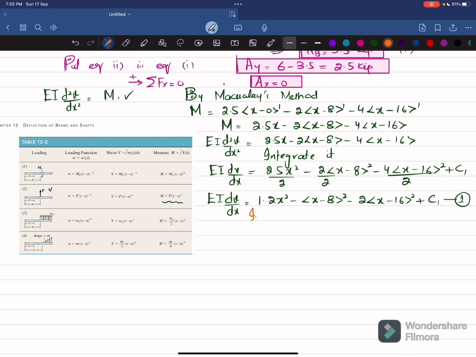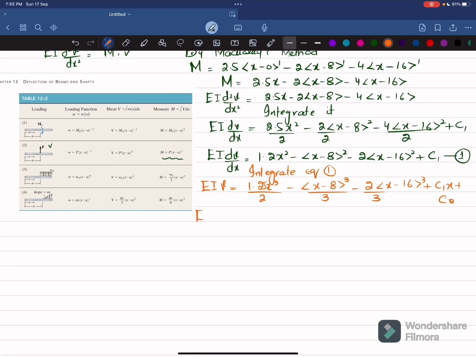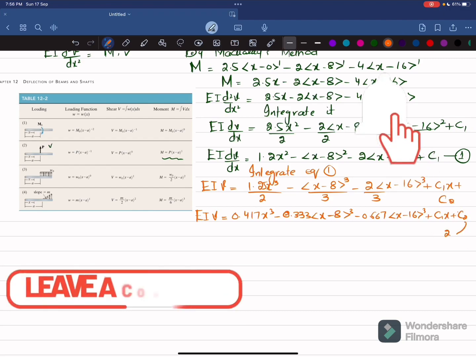Again integrate equation number 1. So you will get EI into V, which is deflection, is equal to 1.25 X cube divided by 3 minus X minus 8 power 3 divided by 3 minus 2 into X minus 16 power 3 divided by 3 plus C1 X plus C2. So if you simplify it further, you will get EI into V is equal to 0.417 x cube minus 0.333 into x minus 8 power 3 minus 0.667 into x minus 16 power 3 plus C1 x plus C2. This is your equation number 2.